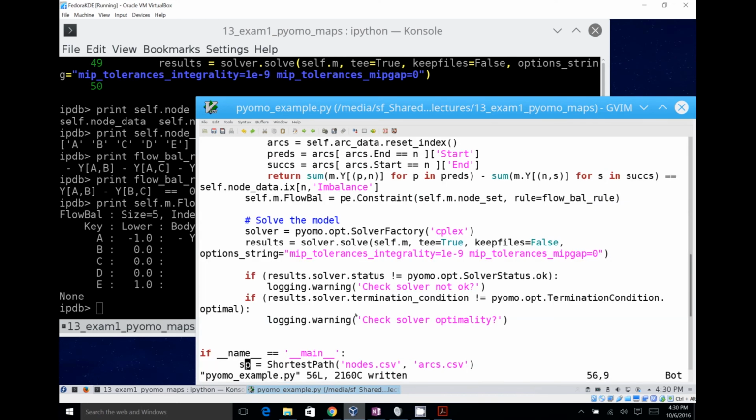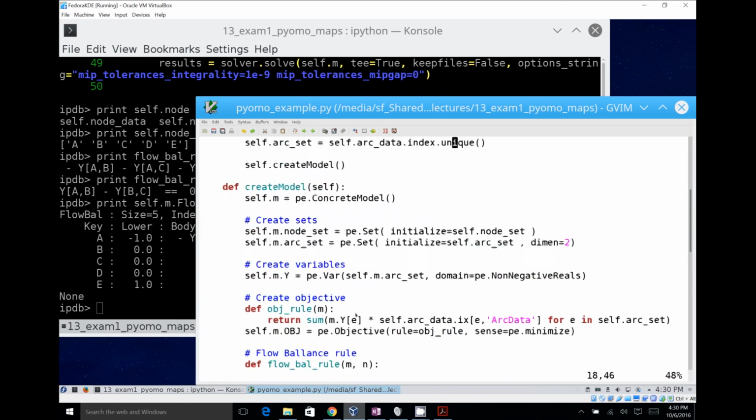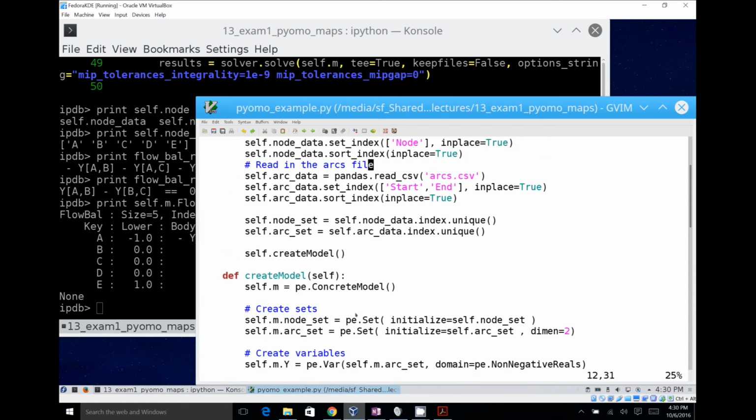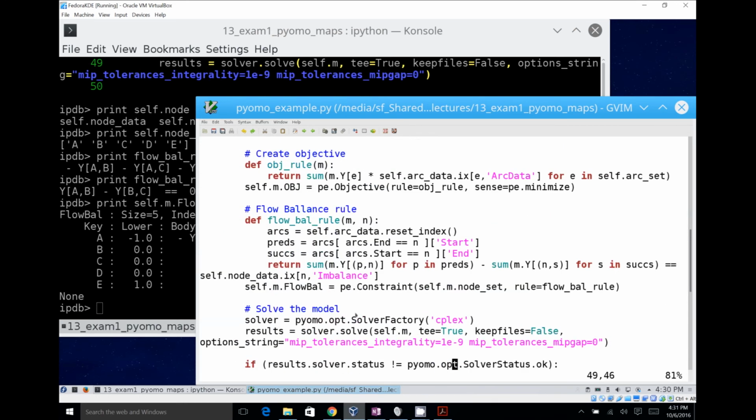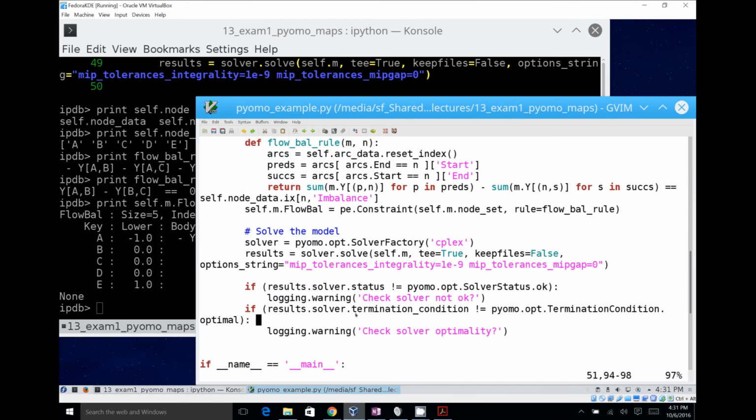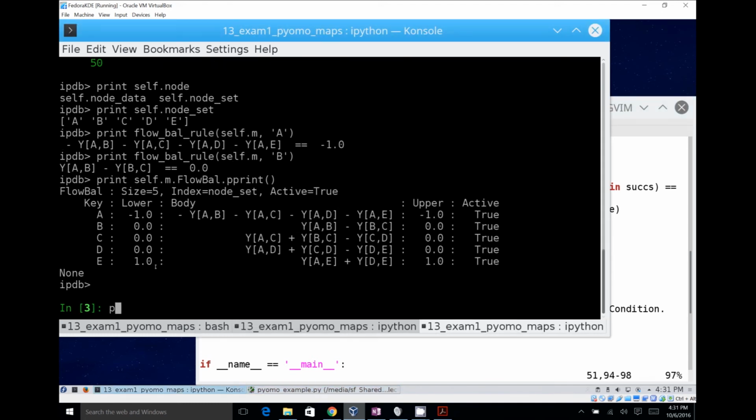And in my if name equals main, I just call shortest path with this set of nodes and this set of arcs. What that's going to do is read in all the data, create the model, and when we call create model, inside of here, we're actually solving it. If I was doing some more complicated problem, I might want to split the creation and the solve into two different functions, so that I explicitly call solve after I've created it. But let's actually run things to see what happens.